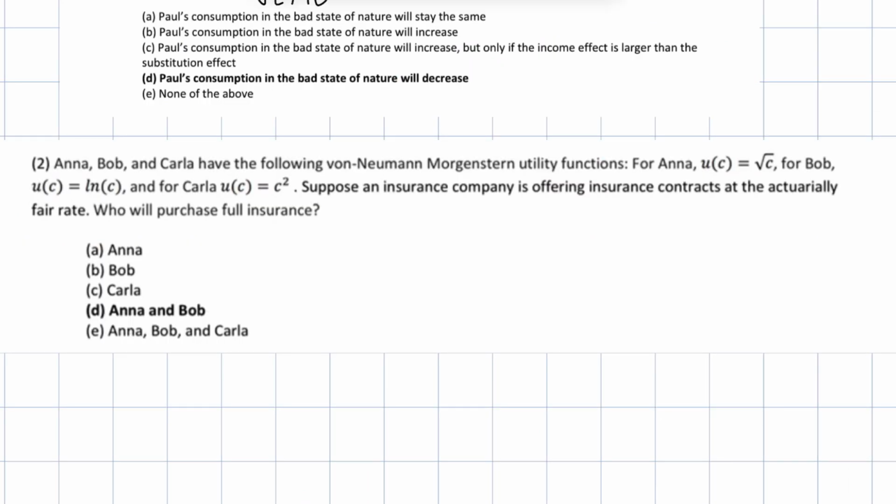So in this question, we see that we have 3 different individuals with 3 different types of utility functions. Both Anna and Bob have a risk-averse utility function since their exponents are less than 1. And then Carla has a risk-loving utility function since her exponent is greater than 1. It then says that insurance is priced at the fair rate, so who will purchase full insurance?